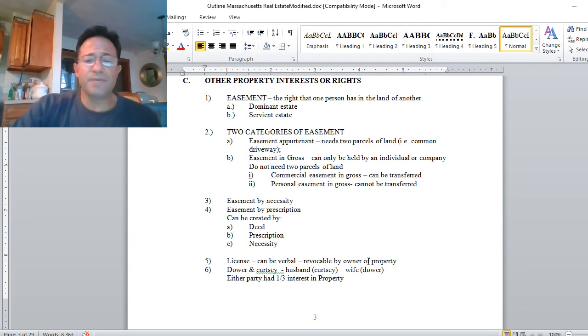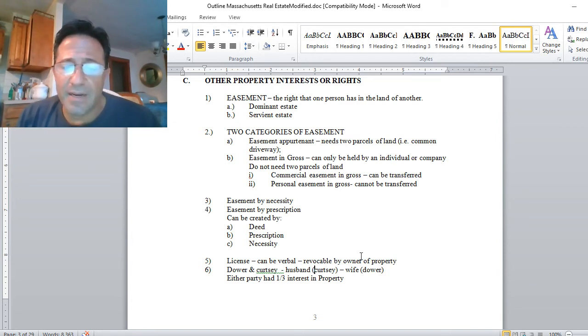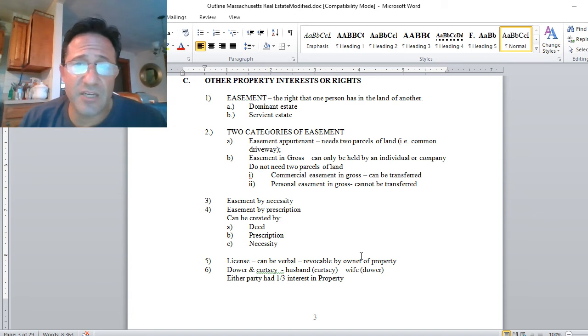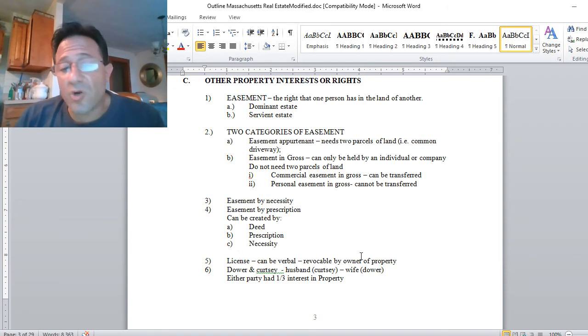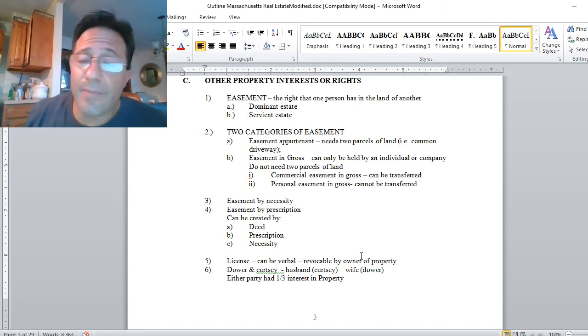Now, dower and curtsy, once again, just read that section in the book. But a dower has the rights of a wife. Curtsy is the rights of a husband. And what happens is sometimes when a husband dies and he doesn't name a wife as having an interest in, let's say, a particular piece of real estate for whatever reason, the wife can claim her dower rights, which is usually about one-third of the estate. So the wife automatically, or the husband automatically, has a one-third interest in the property of the spouse that passed away. Okay, dower and curtsy.